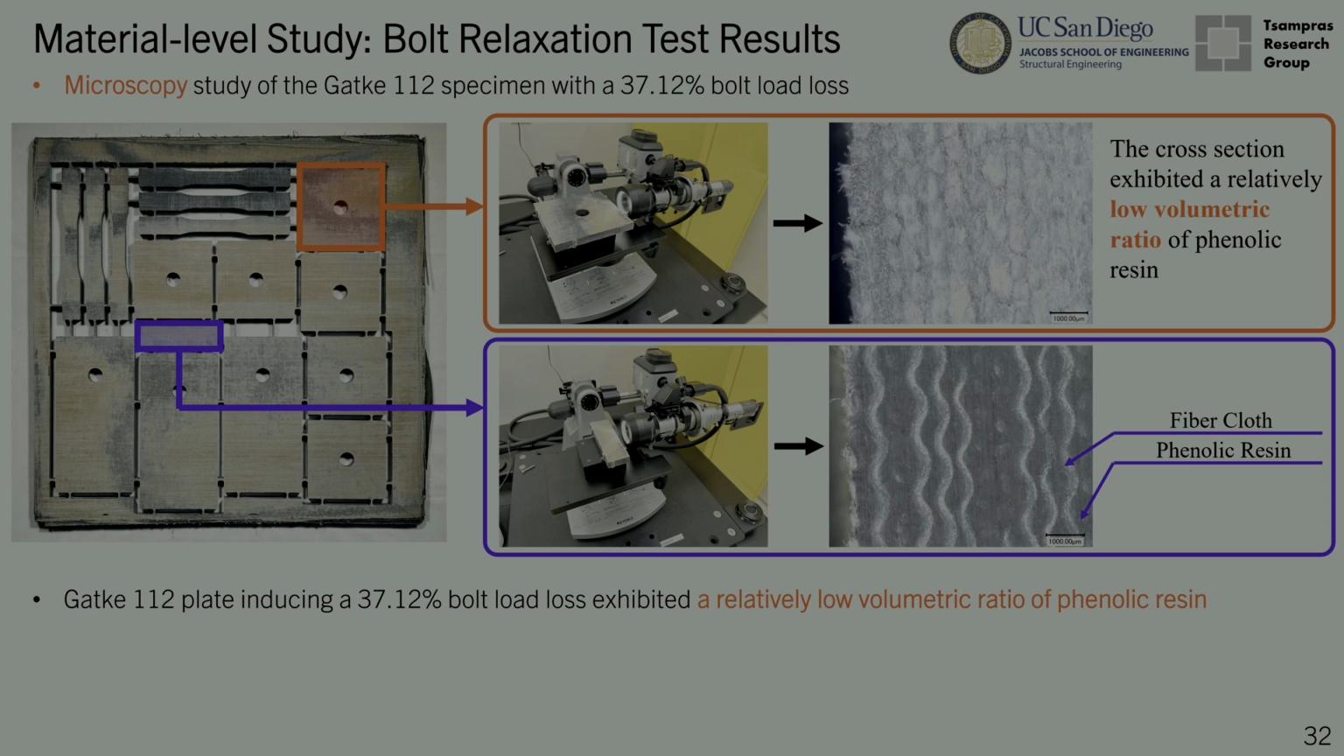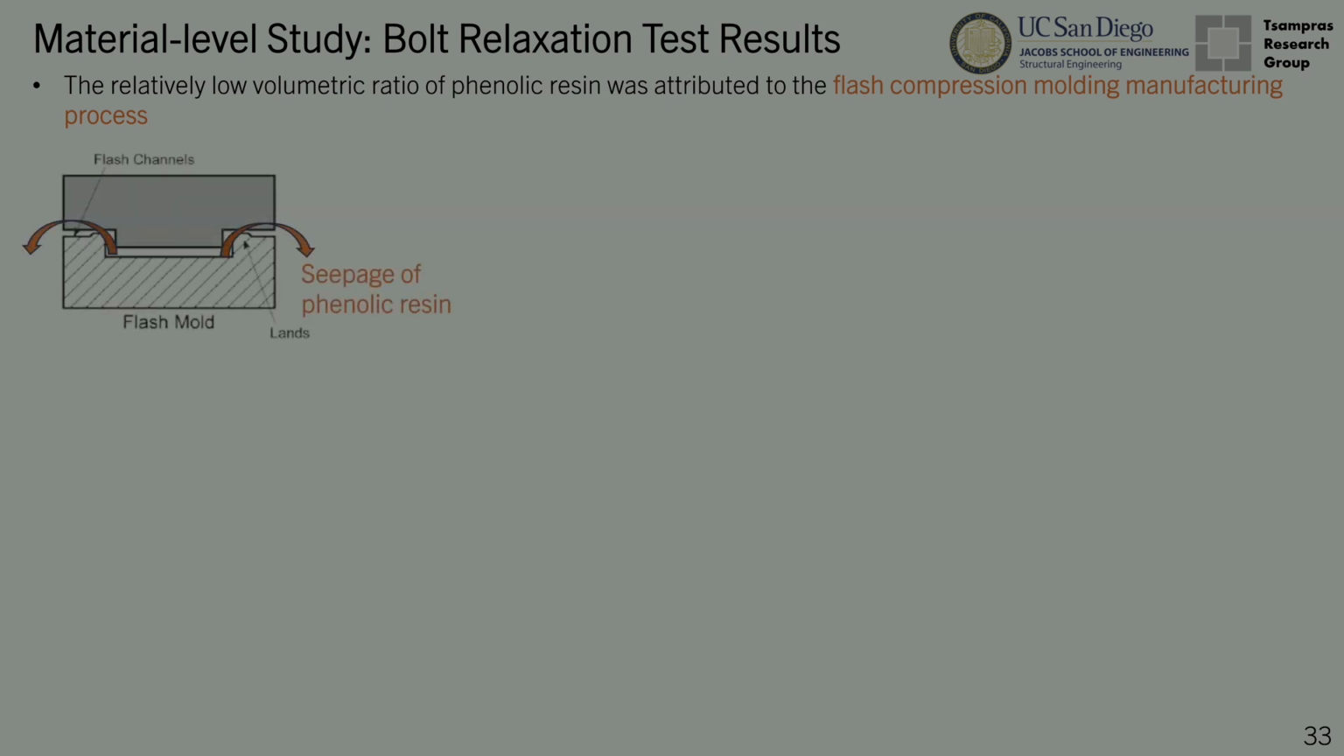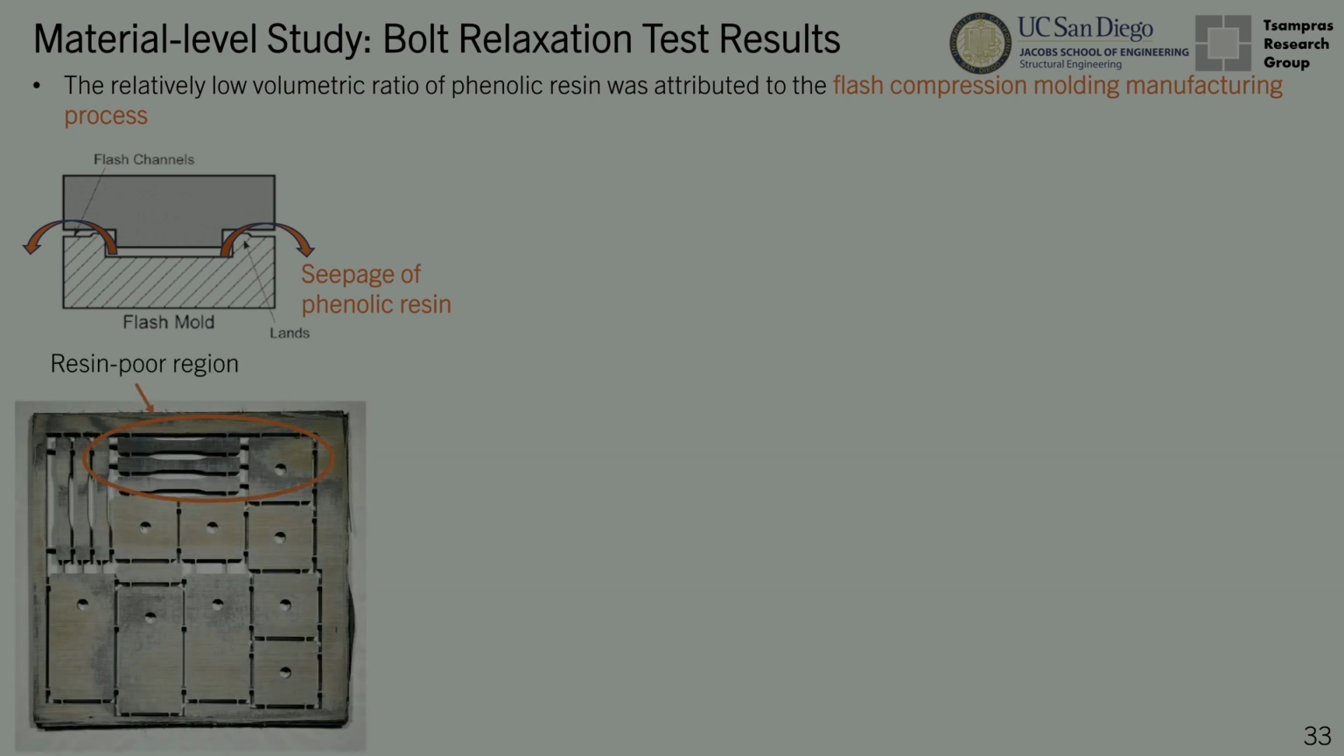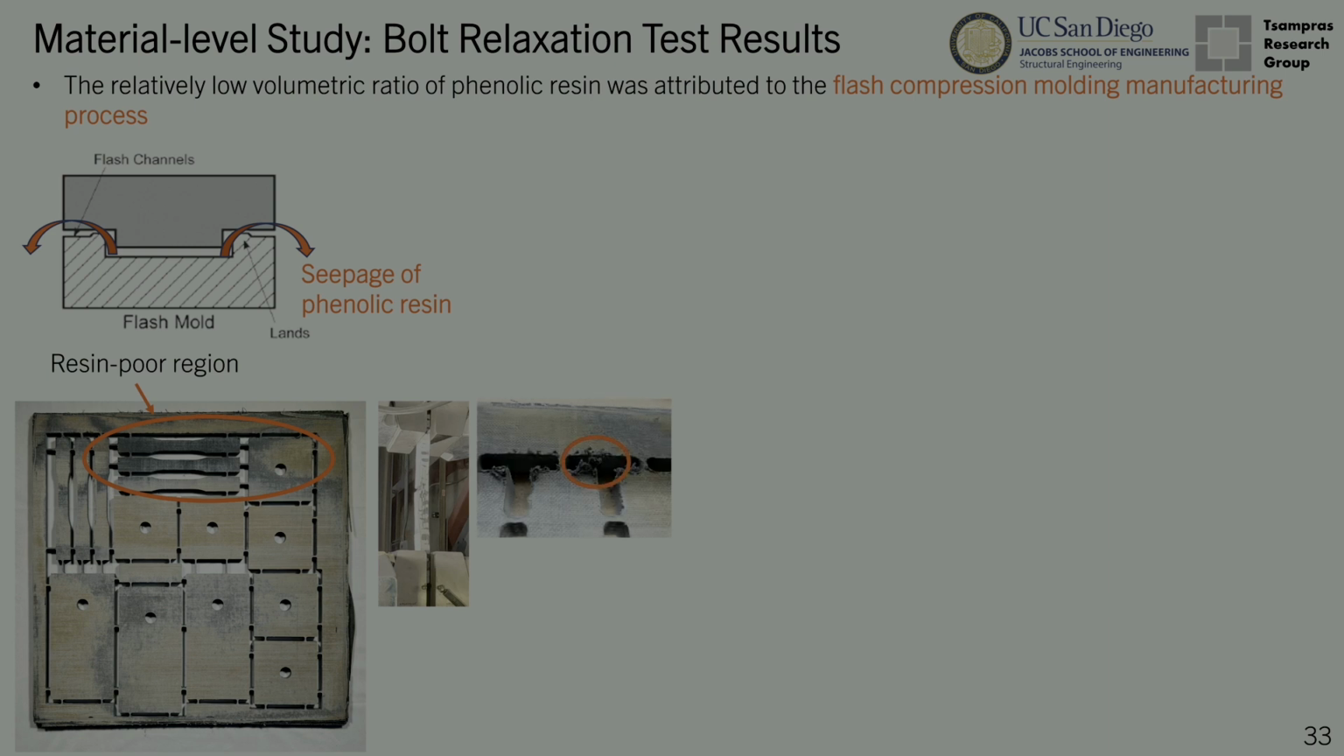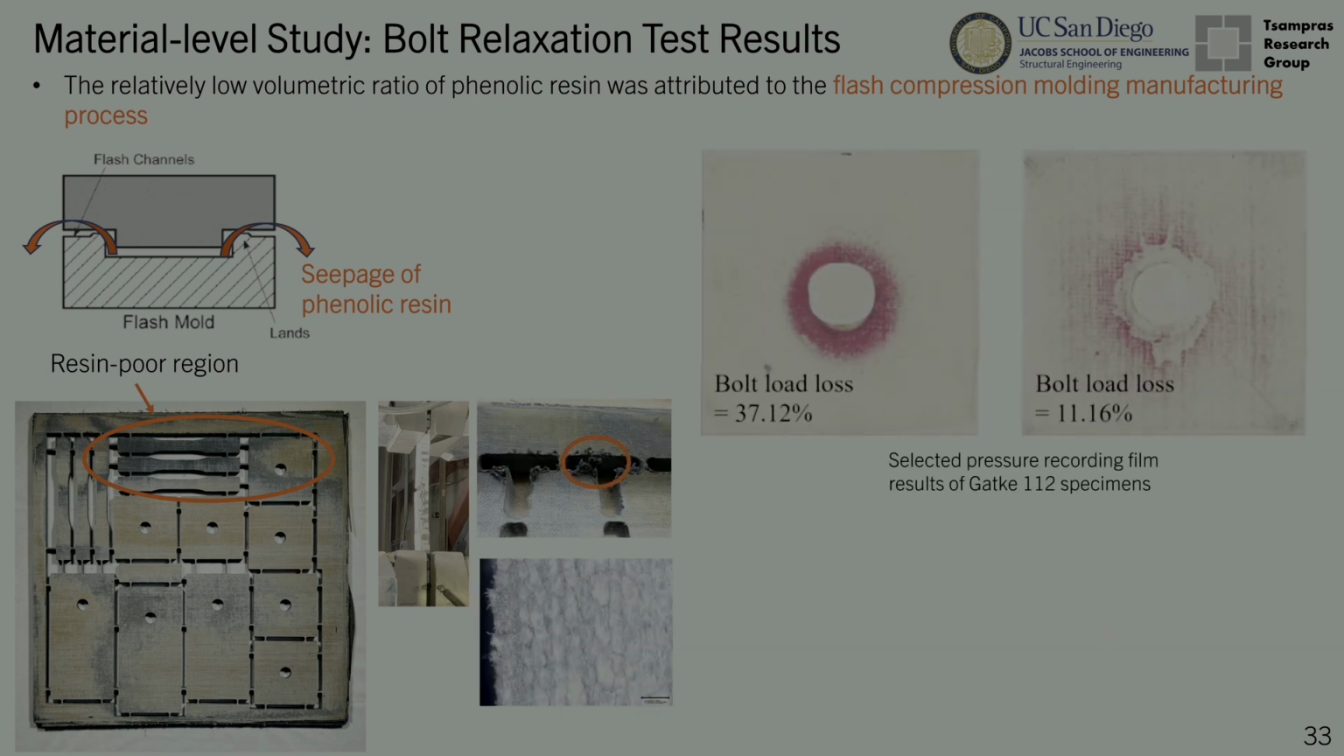And he saw that there is a low volumetric ratio of phenolic resin in these cases where we had high bolt load loss. And that means that the flash compression molding manufacturing process that we use forces all the resin out of the edges, and you end up with a bunch of fiber without any resin. And that basically creates a more flexible region that appears everywhere.